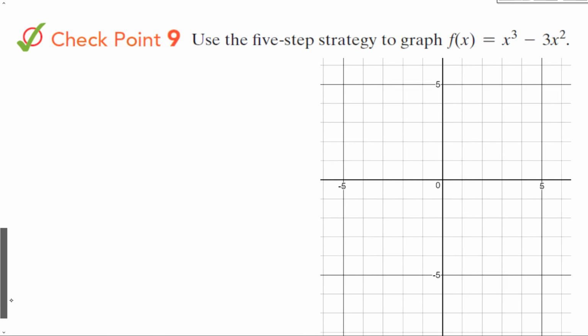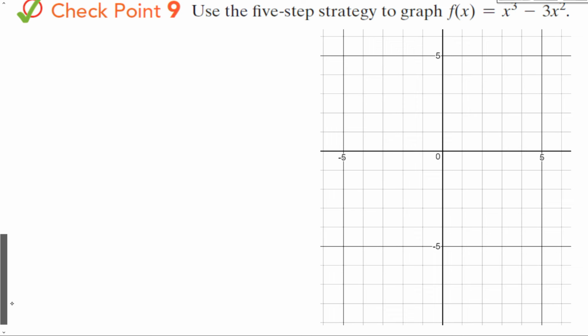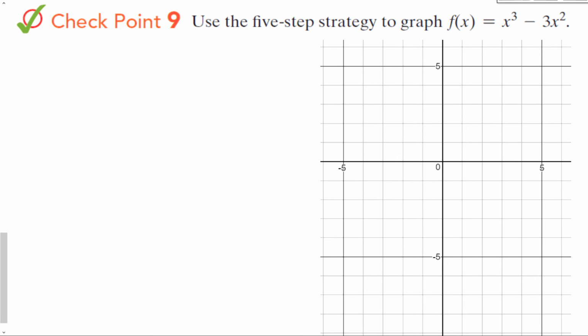Let's try that again. So let's use my 5-step strategy to graph x to the 3rd minus 3x squared. Step 1, end behavior. It is positive and odd, which means the graph goes down to the left, up to the right. So it's going to go down on this side, up on this side.